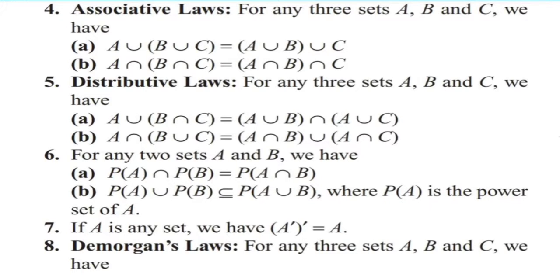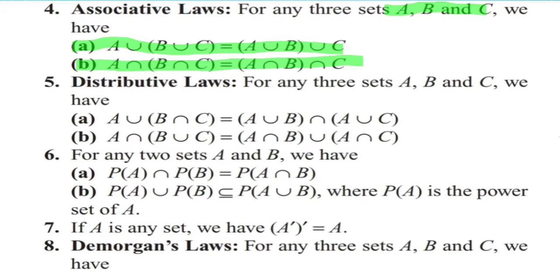Associative law is nothing but, for any three sets A, B, C, we have A union (B union C) which equals (A union B) union C, right? Next, A intersection (B intersection C) which equals (A intersection B) intersection C. These are the standard formulas we are going to use in our day-to-day practical life problems, right? Next, fifth one is distributive laws.